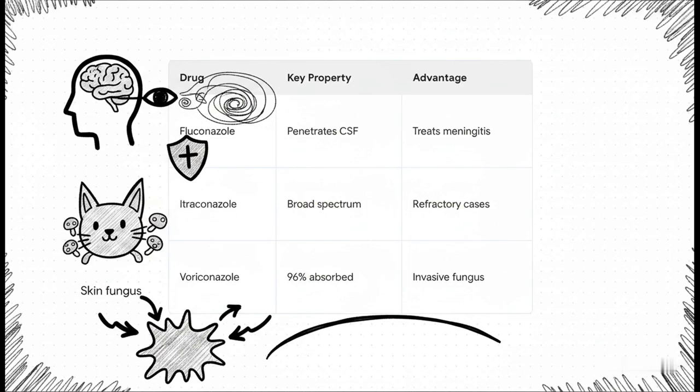Itraconazole, on the other hand, has a massive, broad spectrum. It's highly protein-bound and extensively metabolized in the liver, making it the absolute first choice for those stubborn, refractory ringworm infections in cats. Oh, and there's voriconazole too, great for invasive aspergillosis, but watch out, it is phototoxic.